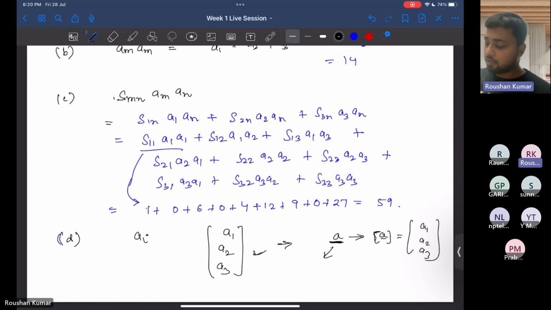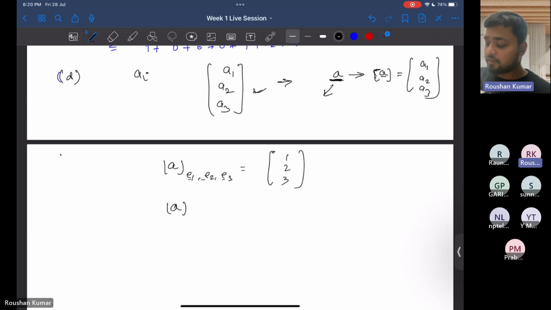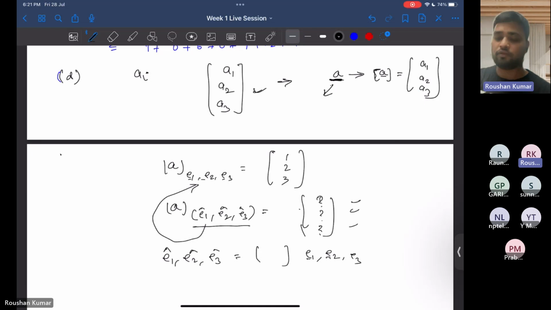The tensor is independent of the coordinate system. However, if we write its components, they change from one coordinate system to another. Suppose we want to write in different bases: if a in the e1, e2, e3 coordinate system has components, suppose, 1, 2, 3, then its components in another coordinate system, e1 hat, e2 hat, e3 hat, are different. Unless we know how the e1 hat, e2 hat, e3 hat system relates to the e1, e2, e3 coordinate system, we cannot find the components of the a vector.